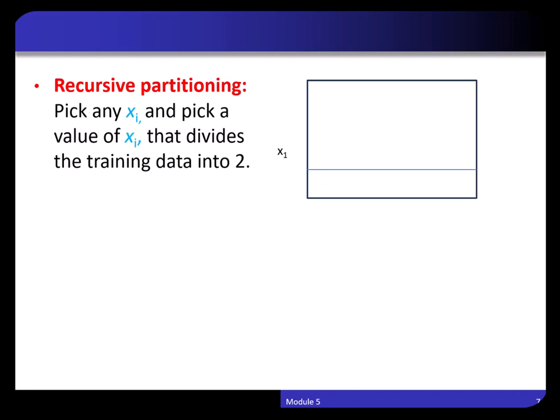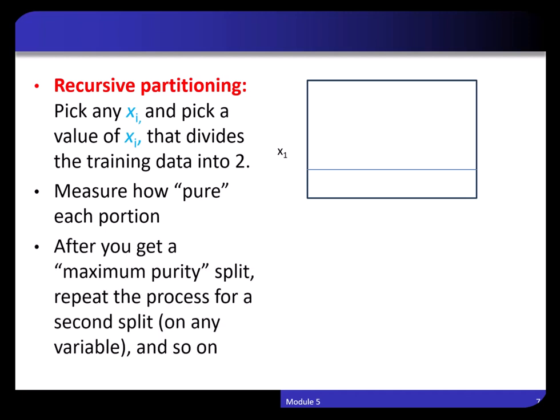And then we are going to measure how pure each portion is based on a metric, which is going to be the Gini index in our case. After trying values of x, we will find the one that results in the highest purity. And then we will keep repeating the process for a second split, and after finding the best split for one predictor variable, we will move on to other variables.